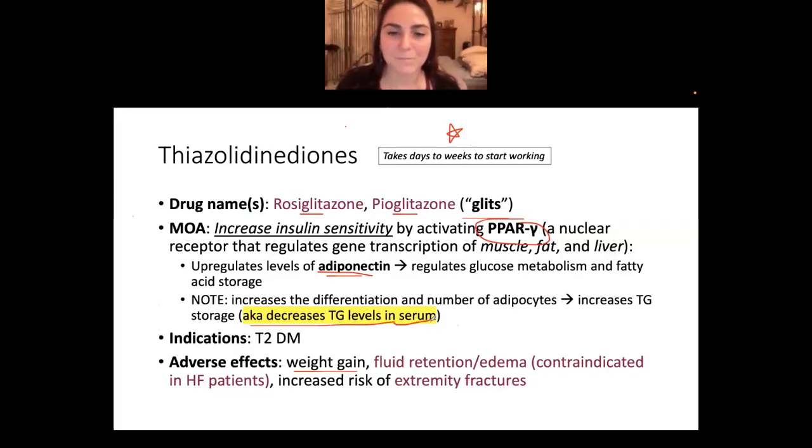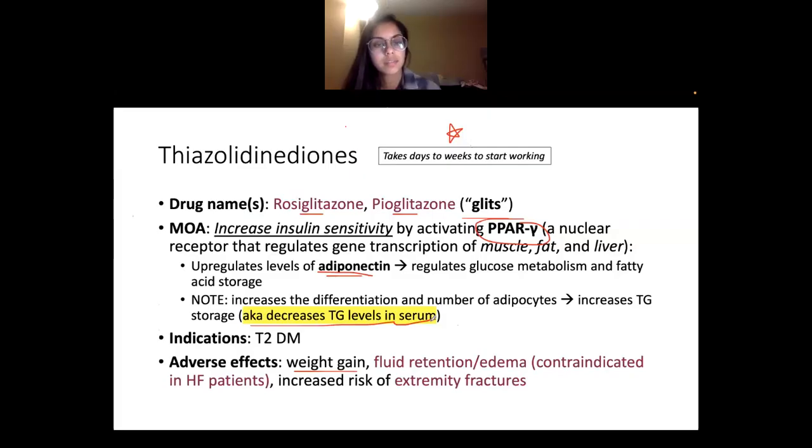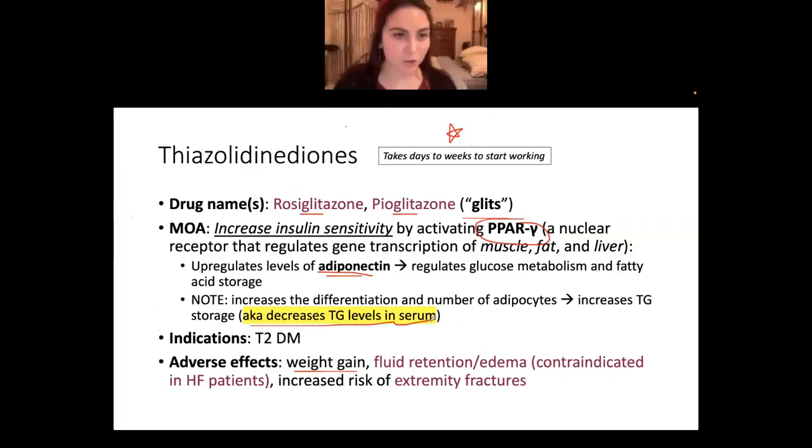Is it increasing GLUT transporters, or how is it increasing sensitivity? I think it specifically is activating gene transcription. It's going down to the genetic level to upregulate adiponectin. And then adiponectin is affecting the amount of glucose that gets metabolized. It's increasing glucose metabolism, maybe. I don't think it's specifically acting on the receptors. I think it's working through adiponectin to do its dirty work for it.